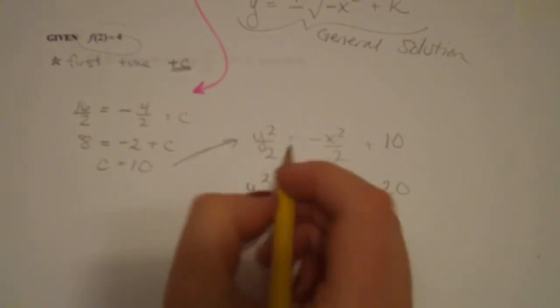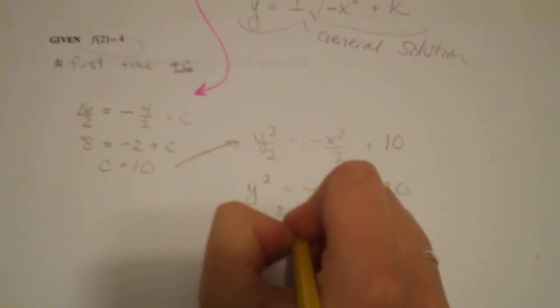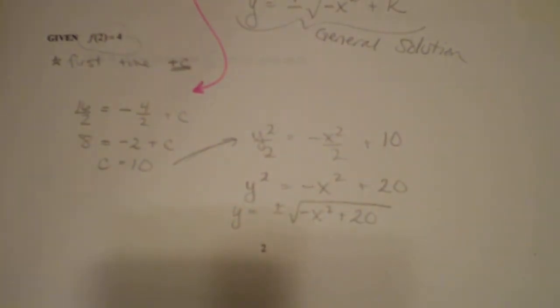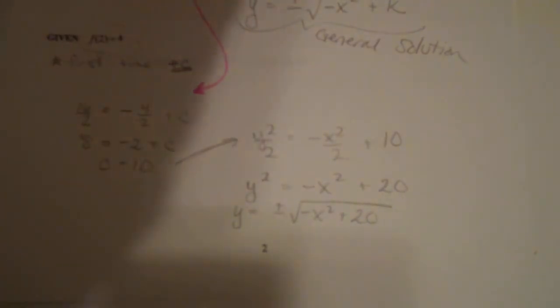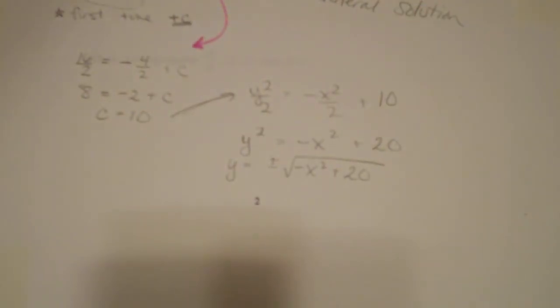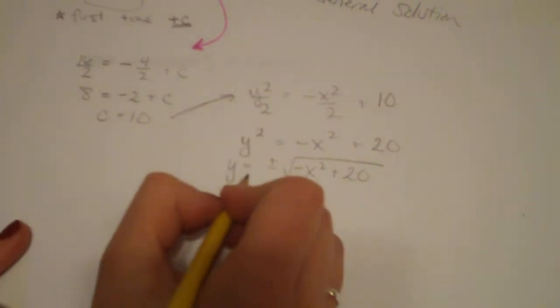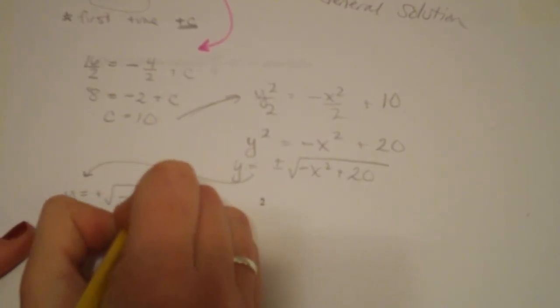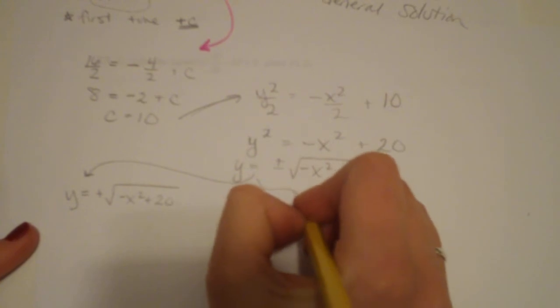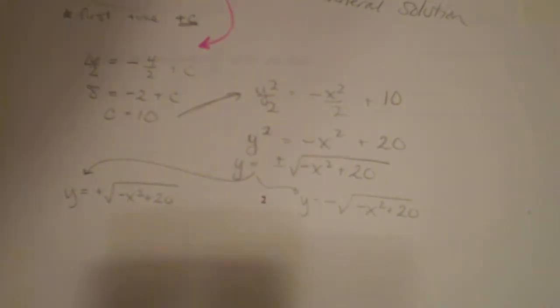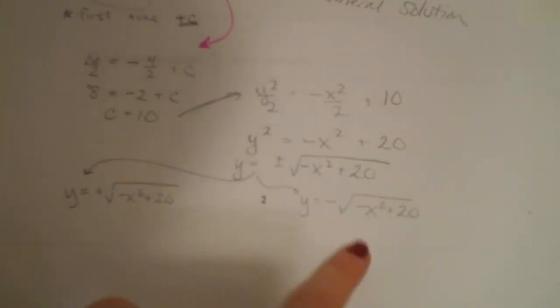This should make sense. So therefore, y is equal to positive and negative square root of negative x squared plus 20. Now here's the big trick at the end of these problems, okay? I have 2 equations here. I have the positive and negative square root of this equation. I have to find my one final answer. So I need to split this up and say y is equal to the positive square root of negative x squared plus 20. And y is equal to the negative square root of negative x squared plus 20. Okay, so I'm going to have 2 equations here, the positive square root and the negative square root.